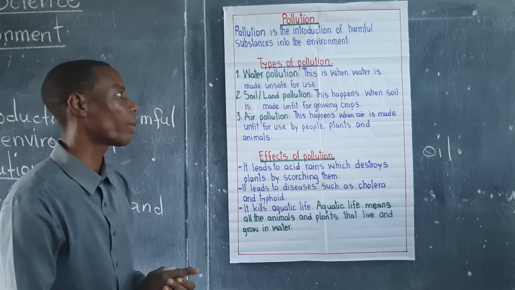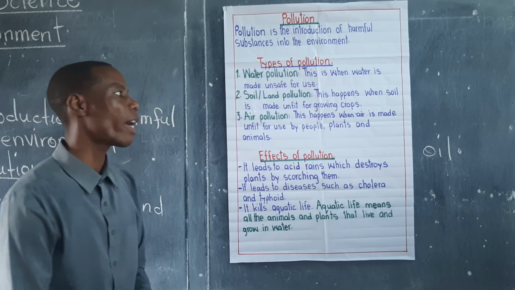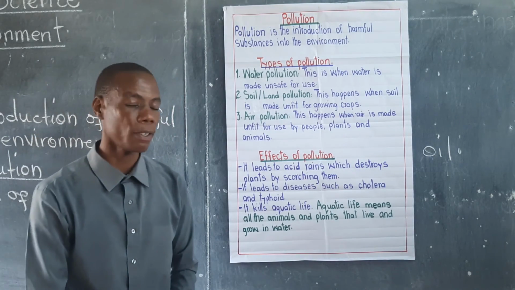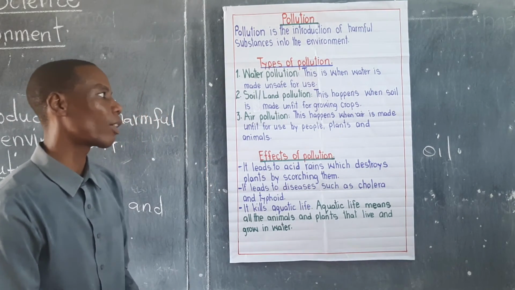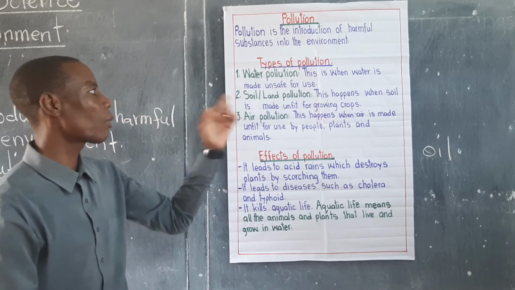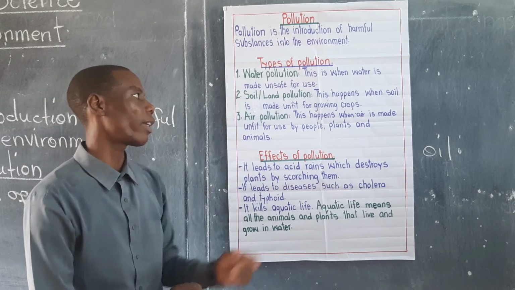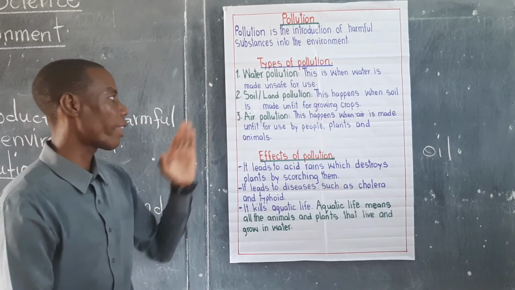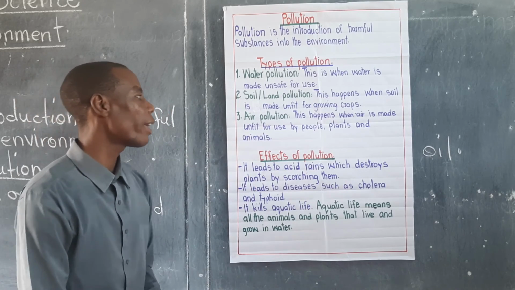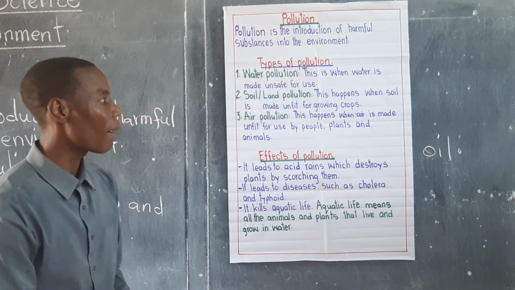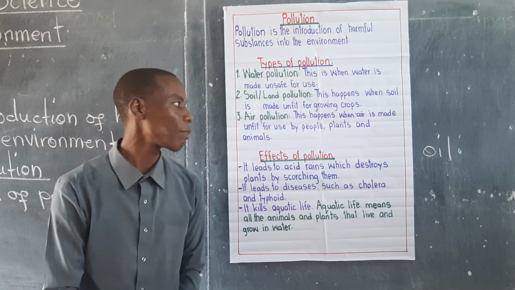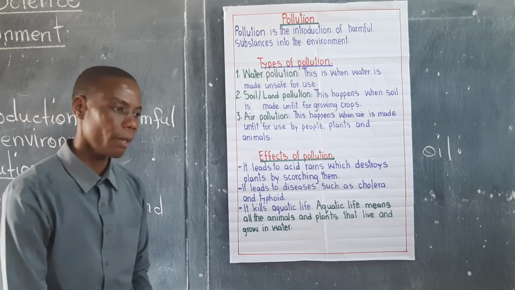Soil or land pollution. We are saying this happens when soil is made unfit for growing crops. Remember, we grow our crops in the soil. So when we make our soil unfit for growing crops, what we have done is we have caused soil or land pollution. The third one is air pollution. This happens when air is made unfit for use by people, plants, and animals.